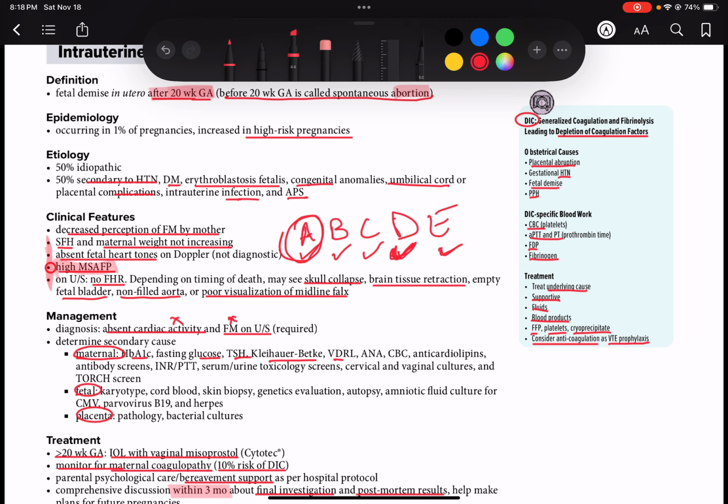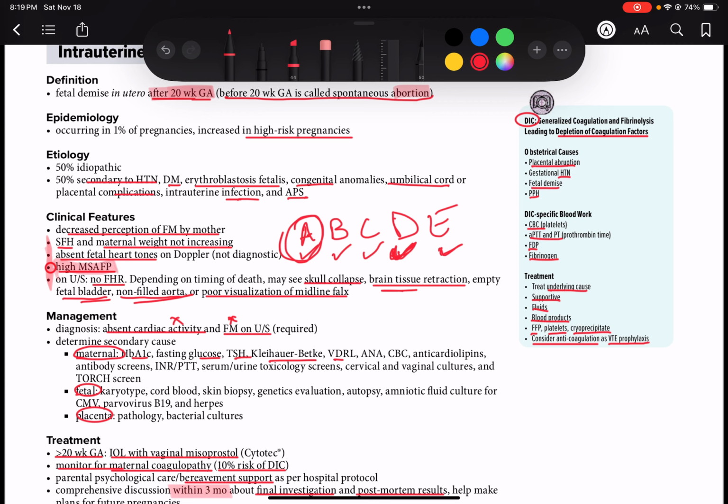investigations you would do. But coming from the mother, it would be decreased perception, they wouldn't be feeling any activity. Depending on the time of death, you may see skull collapse, you may see brain tissue retraction, empty fetal bladder, non-filled aorta, because it depends on the time of death. If it was pretty early, the aorta wouldn't be filled by now. Okay, it's just empty by now.